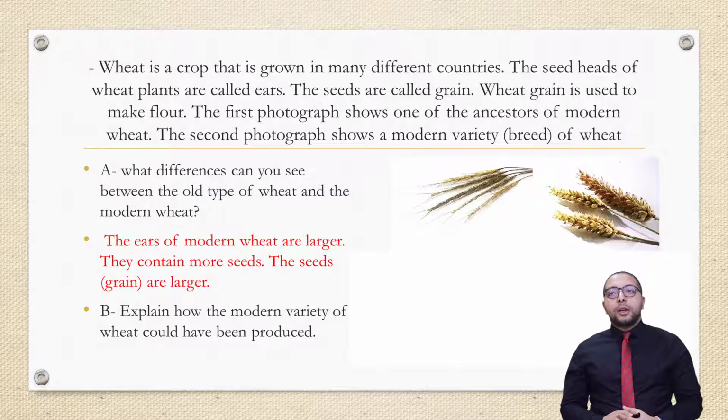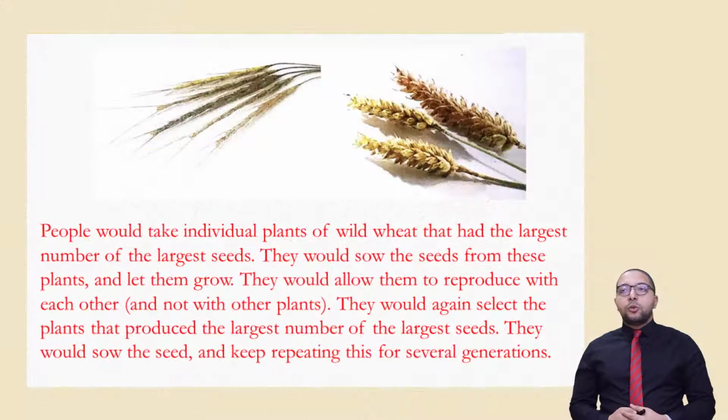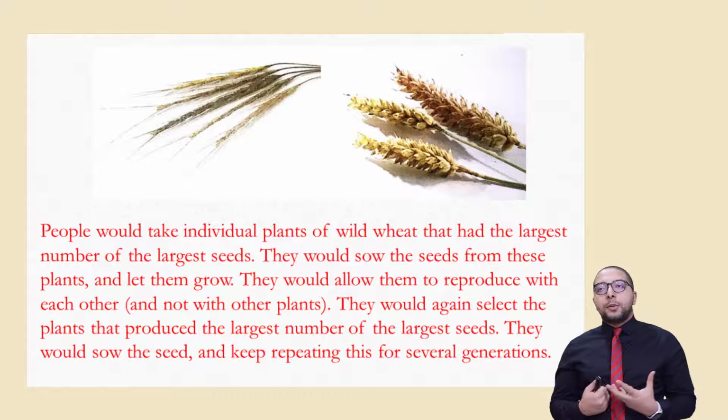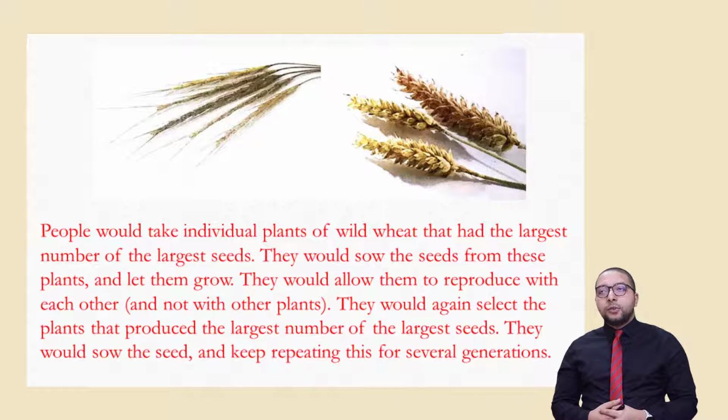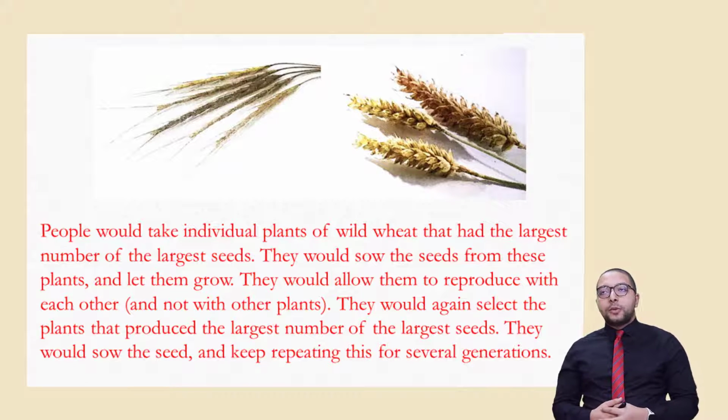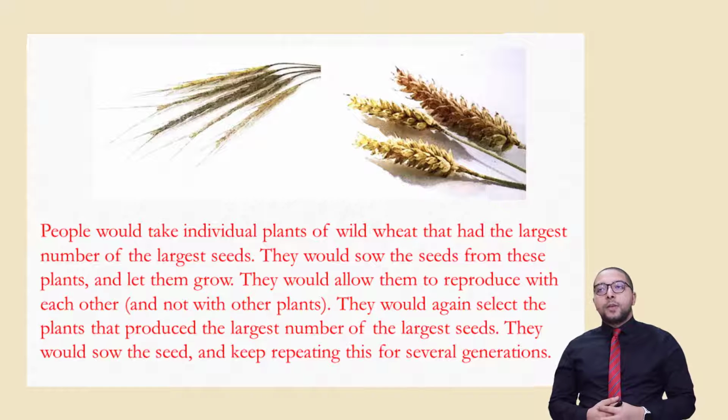The second question, explain how the modern variety of wheat could have been produced. As you know, this can take place through selective breeding. So what the people have done is the following. The people would take individual plants of wild wheat that had the largest number of largest seeds. They would sow the seeds from these plants and let them grow, and they would allow them to reproduce with each other. So make sure that the parents have the favored characteristic that they are looking for.